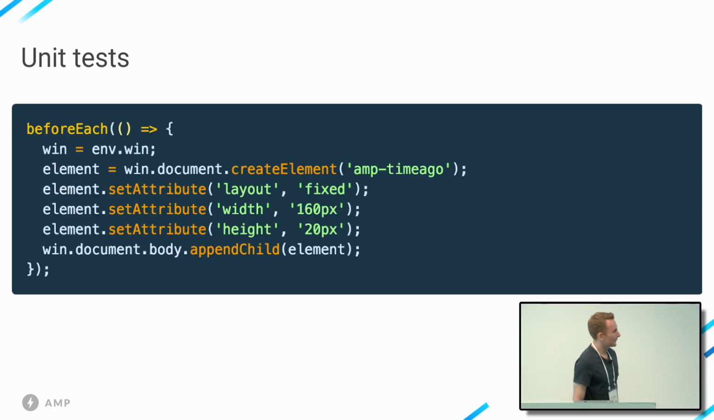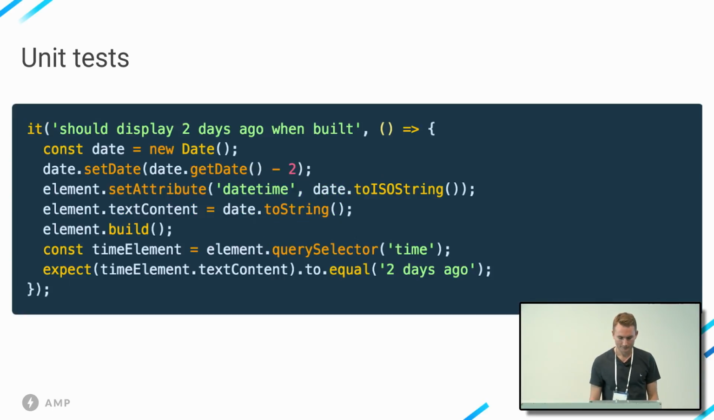We can look at some examples of this, all taken from amp-timeago. We can do a beforeEach function, which should run before each of our tests. In amp-timeago, we always want to create an amp-timeago element. We always want to set these attributes, and we always want to then append the element to the document body. And let's look at a couple of examples of the actual tests.